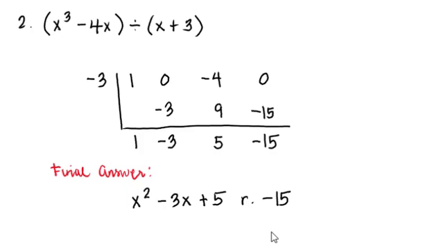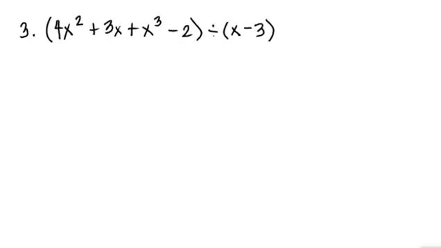Dumako na tayo ngayon sa huli at ikatlo nating halimbawa. Mayroon tayong 4x squared plus 3x plus x cubed minus 2 divided by x minus 3. Kung inyong mapapansin ang ating dividend, ito ay hindi nakaayos sa tama nitong pagkakasunod-sunod. So bago natin ito isolve, iayos muna natin ito in decreasing order. So mag-i-start tayo sa may pinakamataas na exponent at ito ay ang x cube.